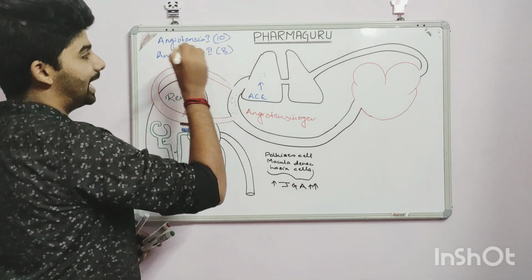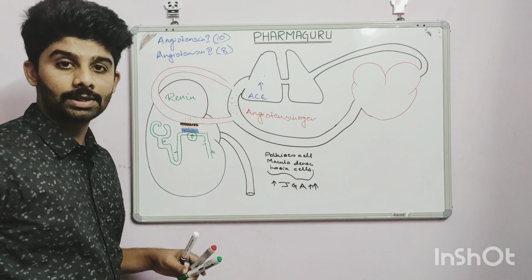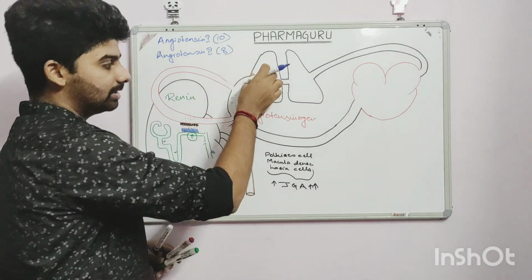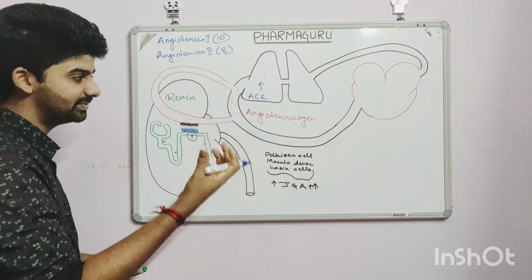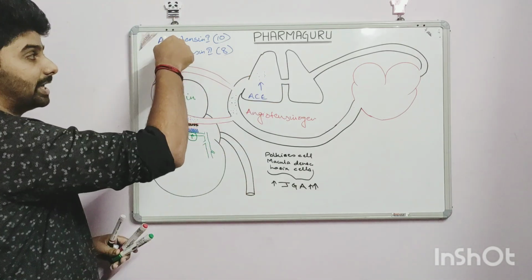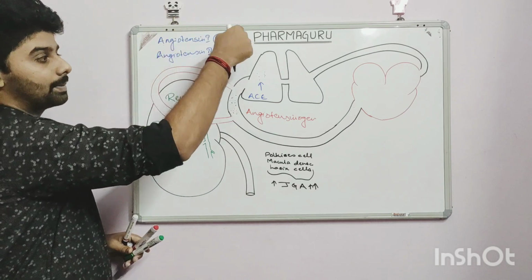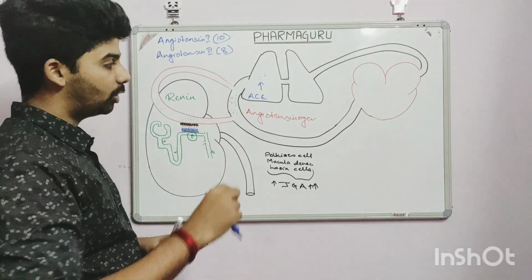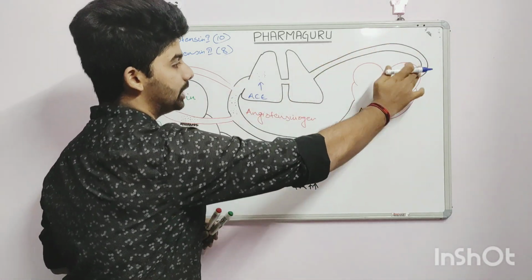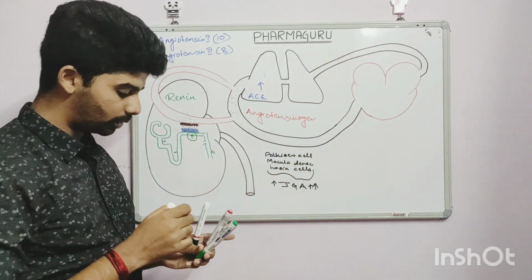Angiotensin 2 is an octapeptide. What actually happened is, when angiotensin 1 reached the lungs, the ACE, that is the angiotensin converting enzyme, came and removed 2 amino acids from the angiotensin 1, making the decapeptide into an octapeptide. Now this angiotensin 2 will eventually enter into the heart and then into the systemic circulation.